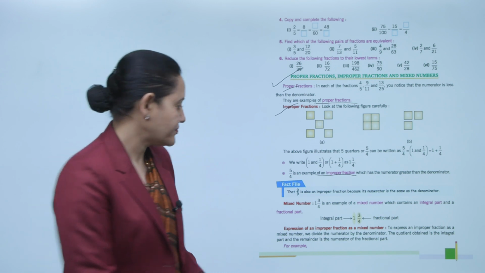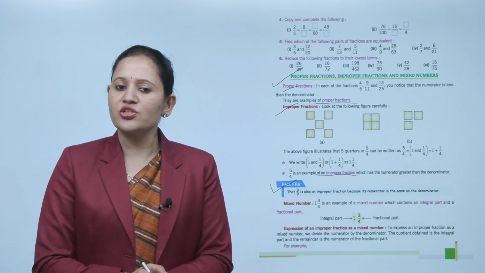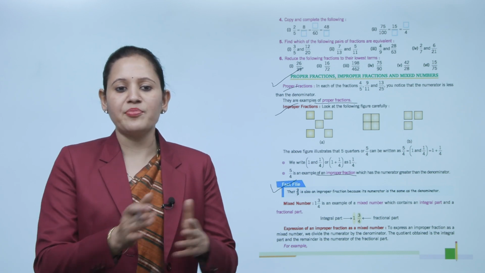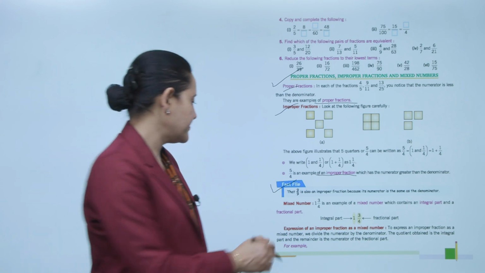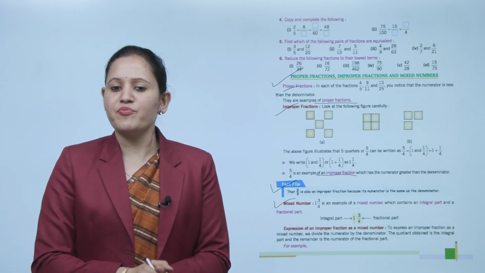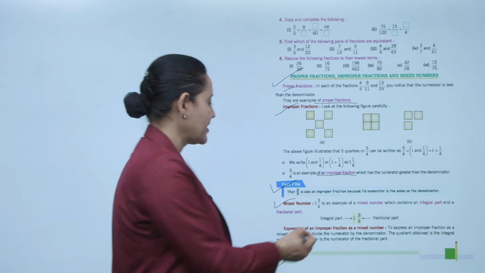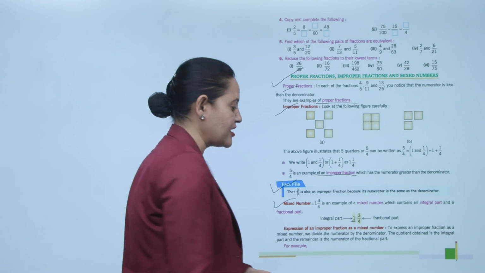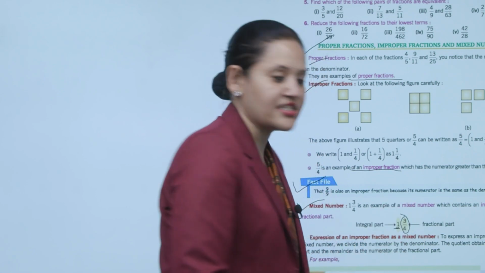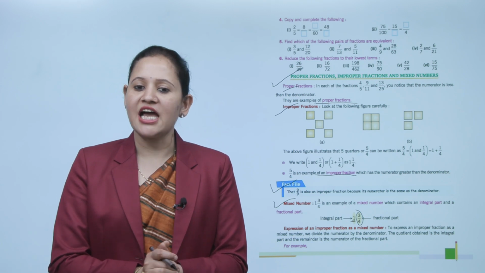Next is fact file. 9 by 9 is also an improper fraction because its numerator is the same as the denominator. So, it is an improper fraction. Next is mixed numbers. 1 3 by 4 is an example of a mixed number which contains an integral part and a fraction part. This whole part is known as the integral part, and next is the fraction part, 3 by 4. That is the fraction part. Clear?